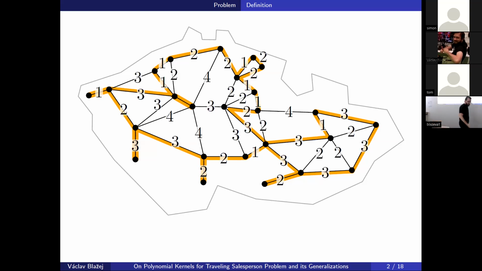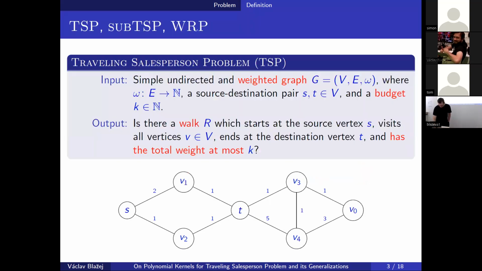And of course, the problem without weights is known as the Hamiltonian path problem. And if we have the weights, that is the traveling salesperson problem. Of course, it is very hard, but let me show what I formally mean.